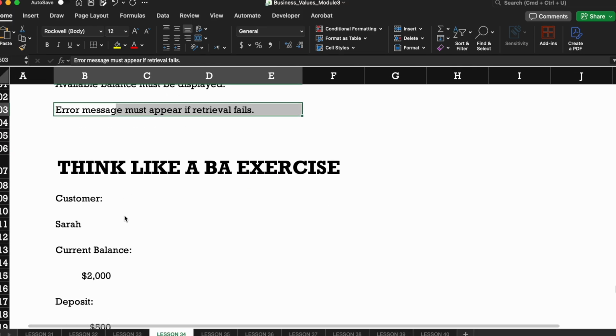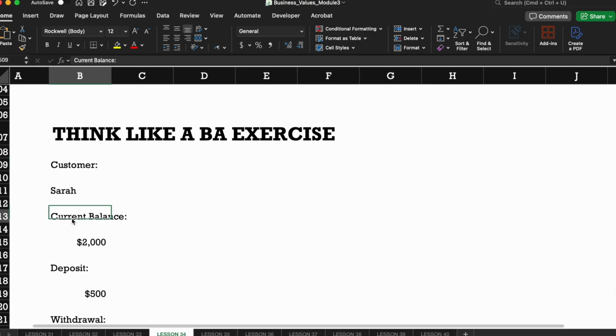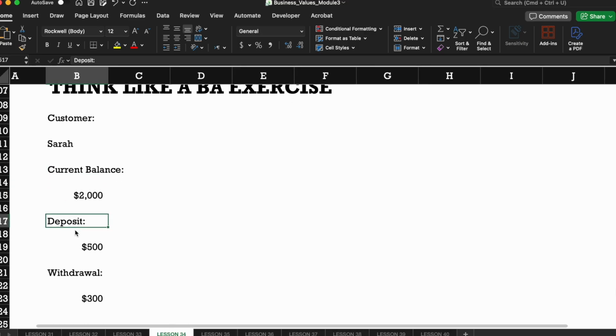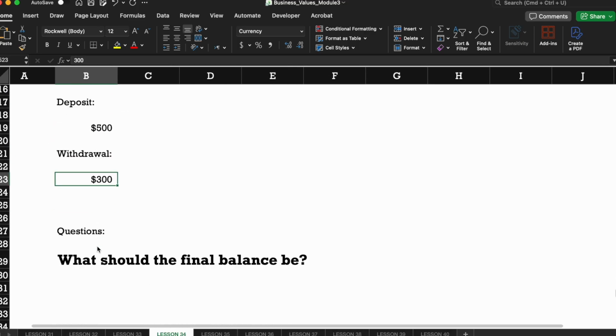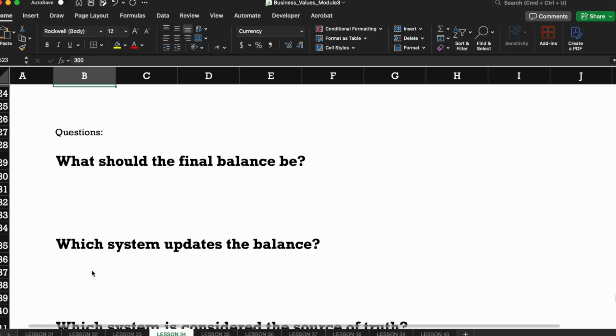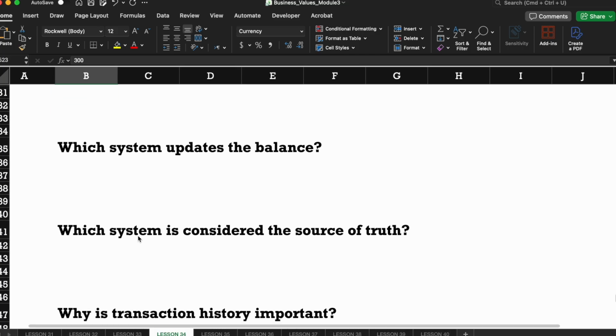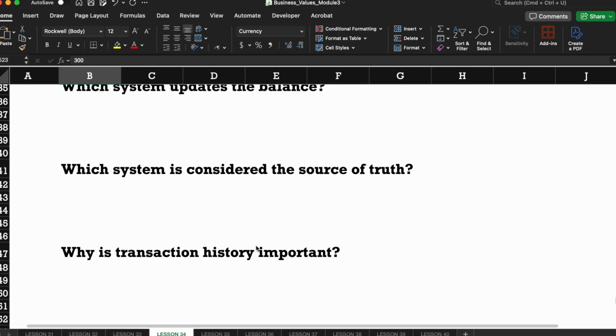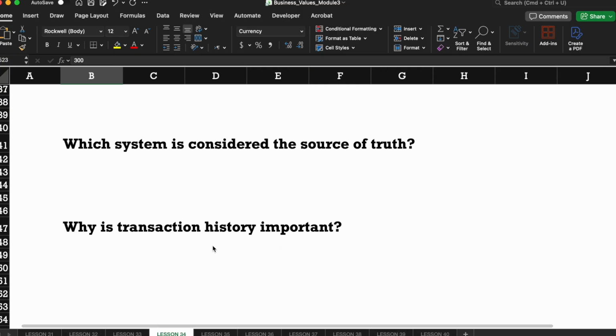Okay. Exercise, customer Sarah, current balance $2000, deposit 500, withdrawal 300. Question, what should the final balance be? Which system updates the balance? Which system is considered the source of truth? Why is the transaction history important?